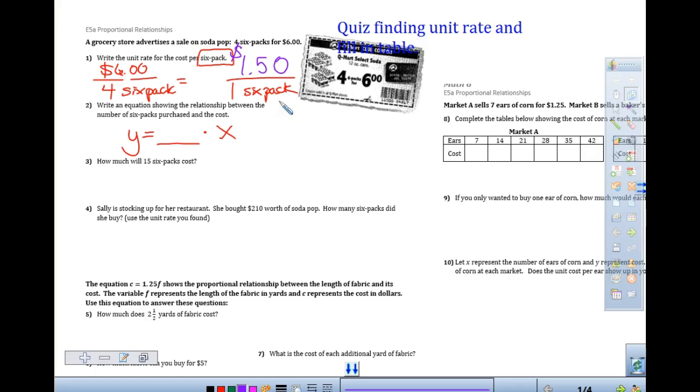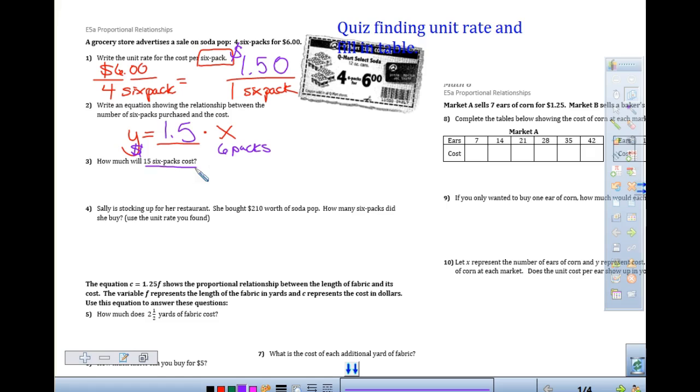Next thing, it asks us to write an equation. Johan, what'd you get for your equation? My equation, I had y equals $1.50 times x for 15 6-packs. Keeping in mind, those of you that are writing this down, that the y is our dollars and the x is our 6-packs. And they now want to find this. And on the quiz tomorrow, I'm going to ask you to use the equation. So I don't want just the answer.